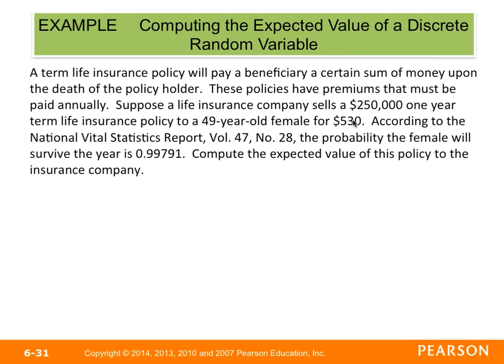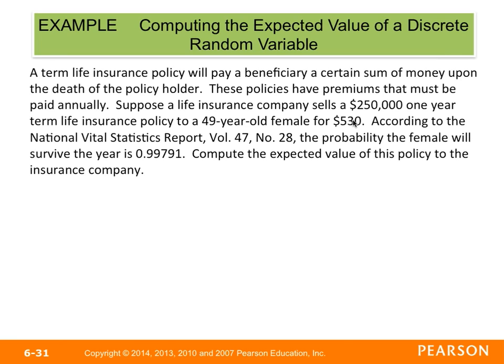A term life insurance policy will pay a beneficiary a certain sum of money upon the death of the policyholder. These policies have premiums that must be paid annually. Suppose a life insurance company sells a $250,000 one-year term life insurance policy to a 49-year-old female for $530. According to the National Vital Statistics Report, the probability the female will survive the year is 0.99791. And what we would like to do is compute the expected value of the policy.